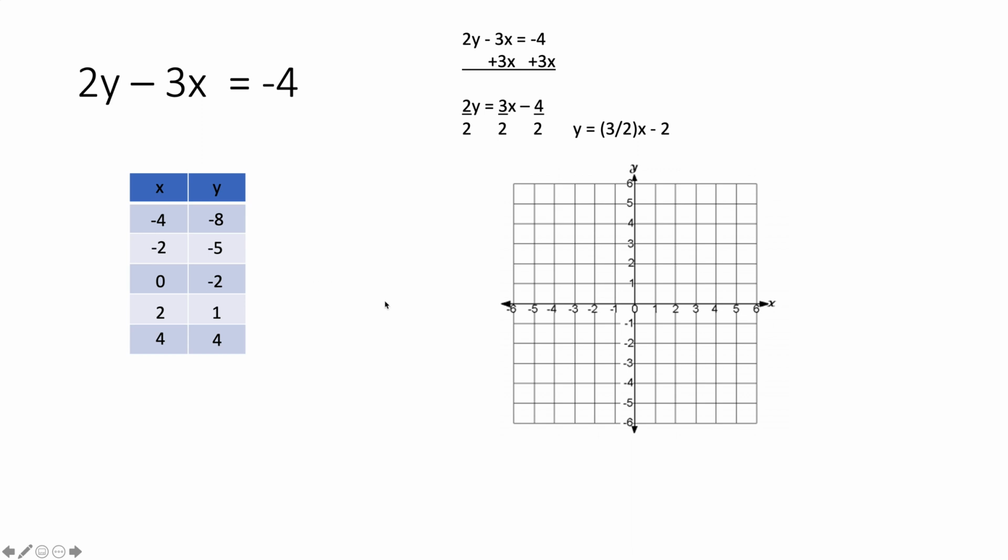Now I go over and I plot each of the points. -4, -8. -2, -5. 0, -2. 2, 1, 4, 4. And I connect the dots. If your points don't line up in a perfectly straight line, then there's absolutely something wrong with how you're graphing them. Okay?